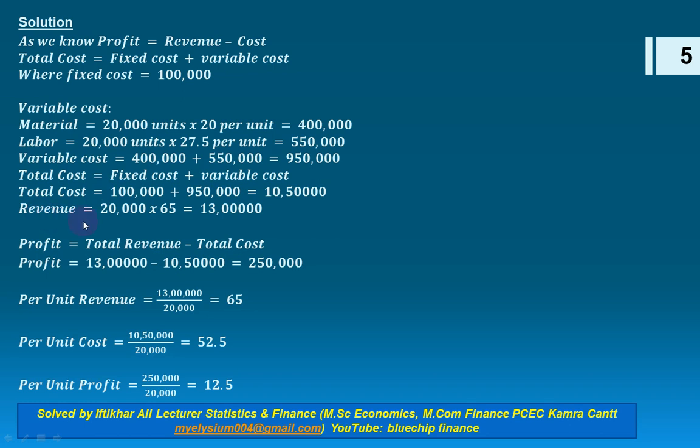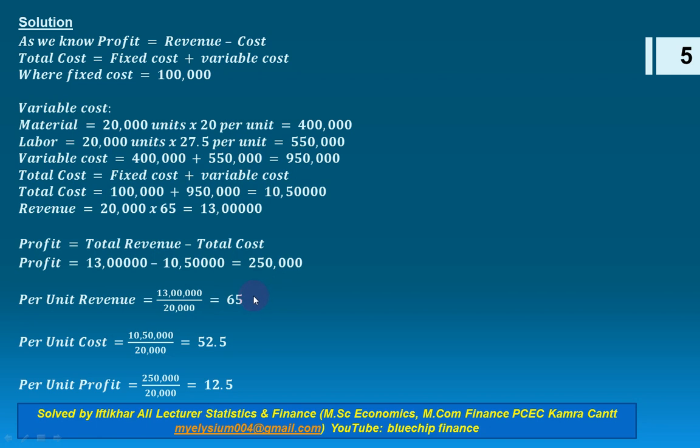And revenue is equal to per unit price multiplied by units. So he is selling 20,000 units. So 20,000 multiplied by 65 equals 1,300,000. So now put these figures into the equation of profit and you can get profit. At this situation or the given data, profit is 250,000.